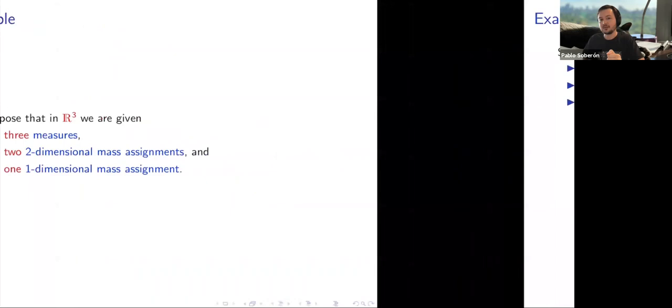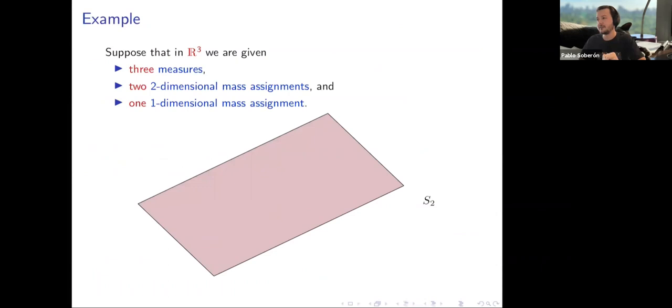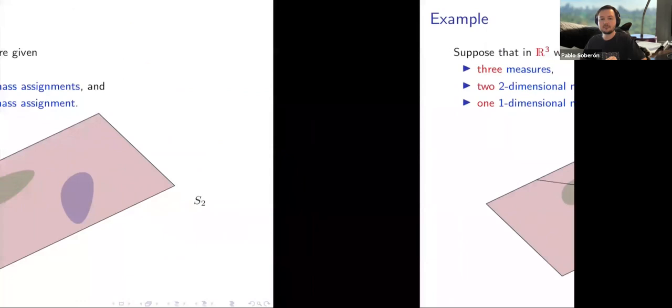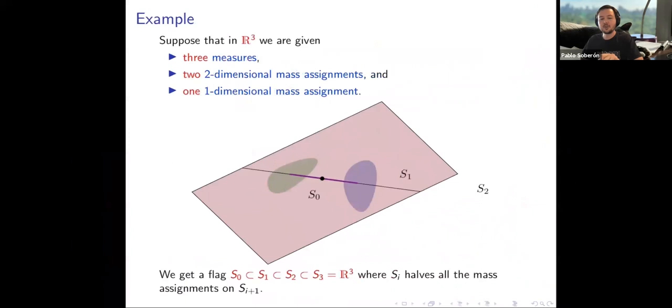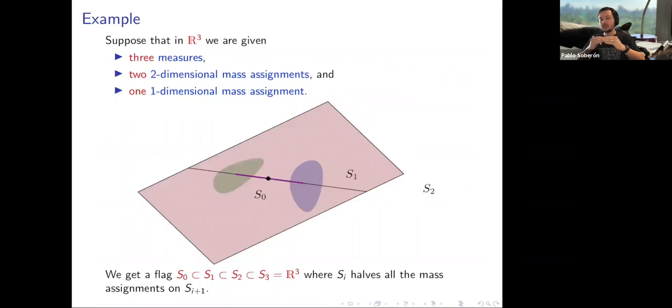So I can find a plane of dimension 2, I'll call it S2, that halves each of the measures. Now, each of the mass assignments of dimension 2 gives me a measure in this plane. So if I apply the Ham sandwich inside this plane, what I get is one line, I'll call it S1, that cuts each of them by half. And then I have one measure on this line from the one-dimensional mass assignment, and I can, again, cut it exactly by half. So what I get is a flag of subspaces, S0 contained in S1 contained in S2, so that each of them halves all the mass assignments in the next subspace in the flag. And this is when I gave you this many measures of each dimension.